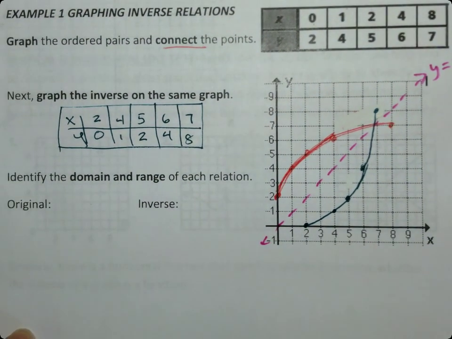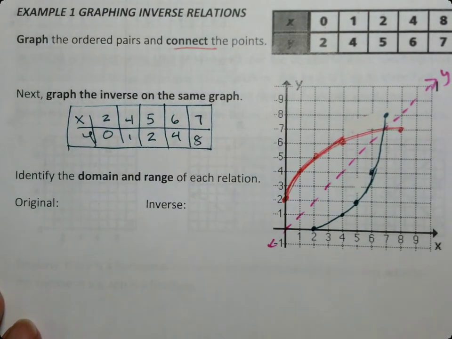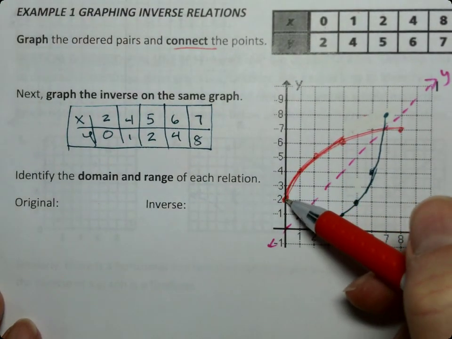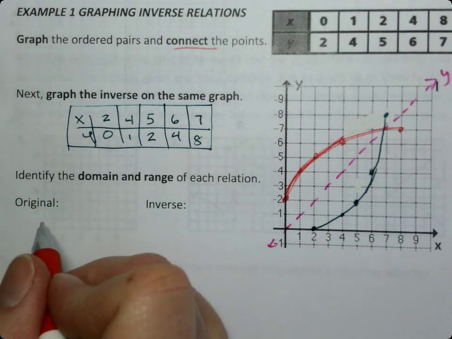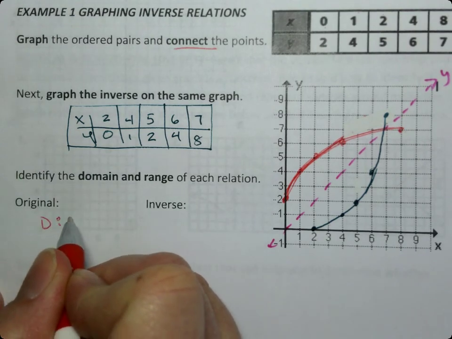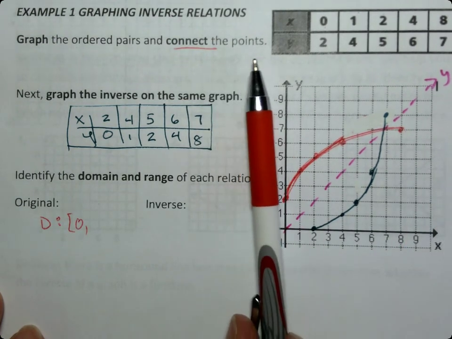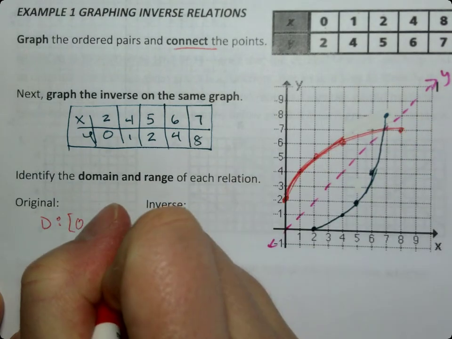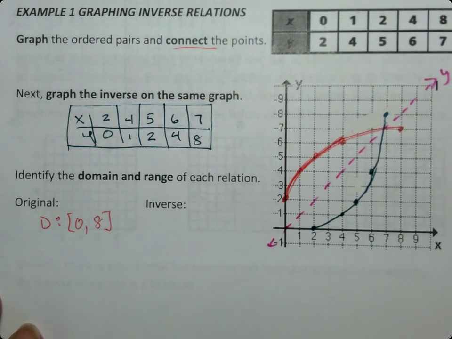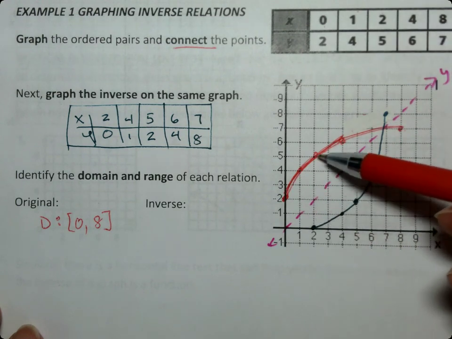On the original graph that I have in red, the domain, okay, there's no arrows on here. We started at the point (0, 2), and we finish at the point (8, 7). So the lowest x value for the domain is 0, and that is included. And as we go across the graph, the highest x value is here at positive 8, and it is included. So there's no arrows, it just said to connect the points. So that's why it's continuous.